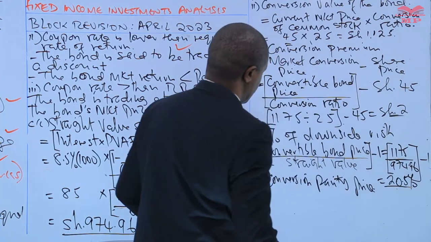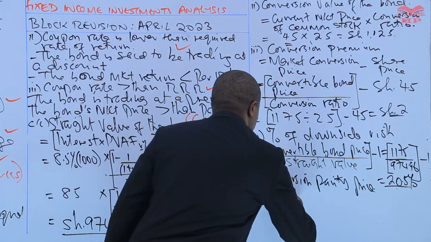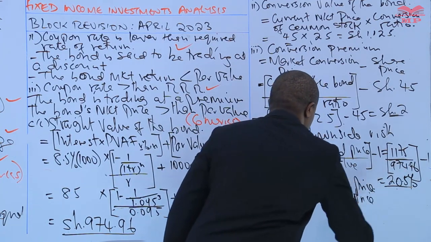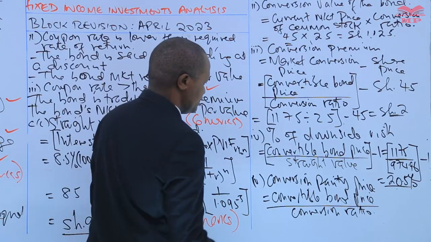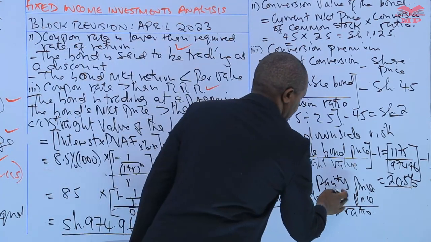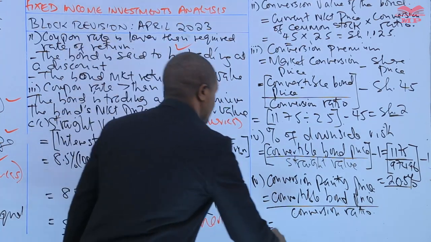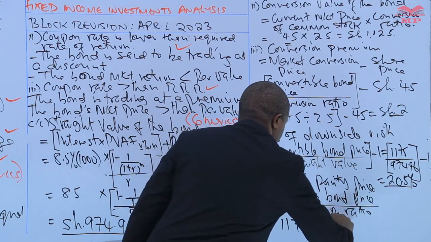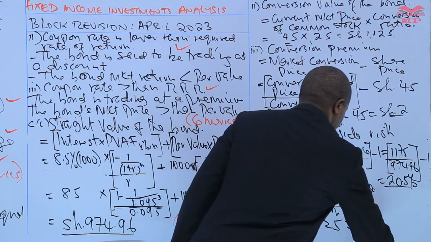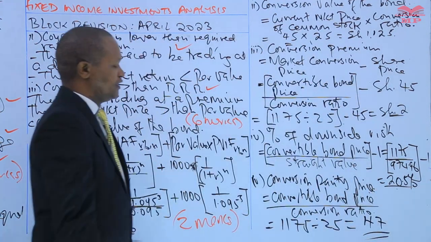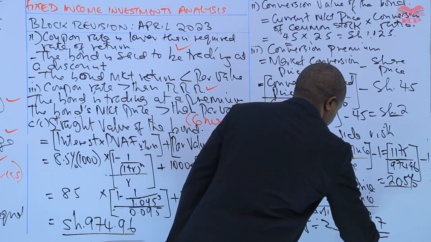It is calculated by dividing the convertible bond price by the conversion ratio. The conversion parity price is equal to the convertible bond price divided by the conversion ratio. We have the convertible bond price, 1175 divided by 25. That will give us the conversion parity price. This is equal to 47. So 47 is the conversion parity price, 47 shillings.